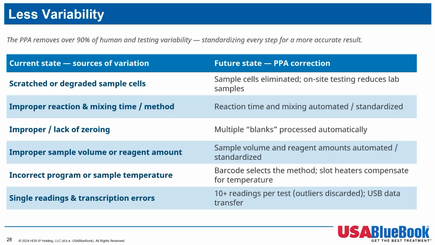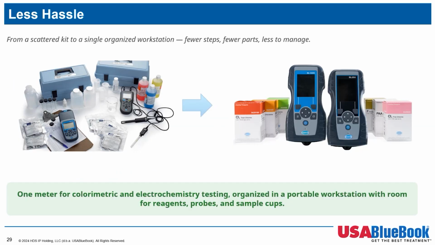And on the next slide, there's simply less to carry. This one's less scientific and more about the realities in the field. 1 meter for colorimetric and electrochemistry. Everything in one case with reagents and probes. Fewer parts to lose, fewer things to forget on the bench back at the plant.